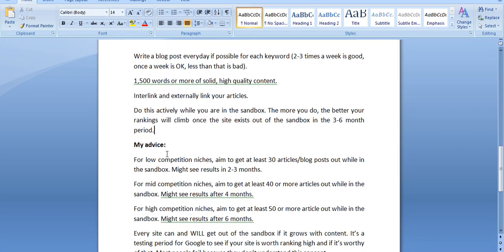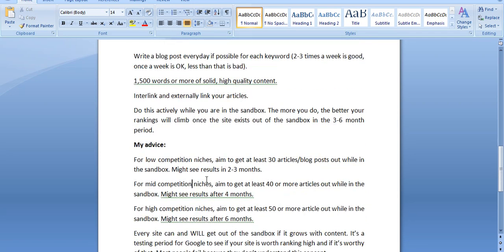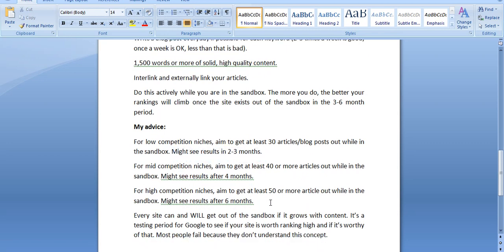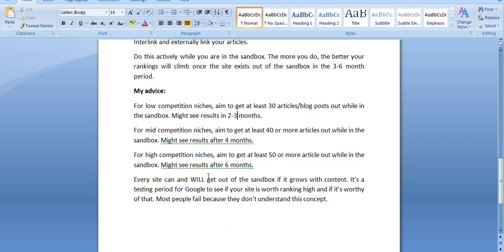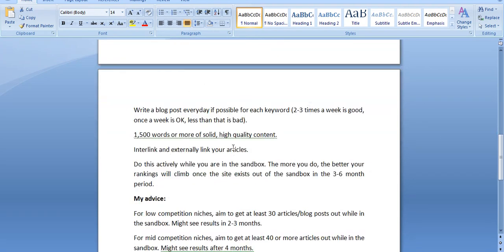Now, for low competition niches, in my experience, aim to get at least 30 articles or blog posts out while you're in the sandbox, and you should start to see your website get out of it by the time 2 or 3 months comes along. For mid-competition niches like the drone one that I was telling you about, try to aim to get at least 40 or more articles out while you're in the sandbox, and you might see results after 4 months. Now, in high-competition niches like Make Money Online, SEO, you're looking at about 6 months, but in those 6 months, while your site is in the sandbox, try to get 50 or more articles out that stick to this quota or these bullet points that I was giving you.